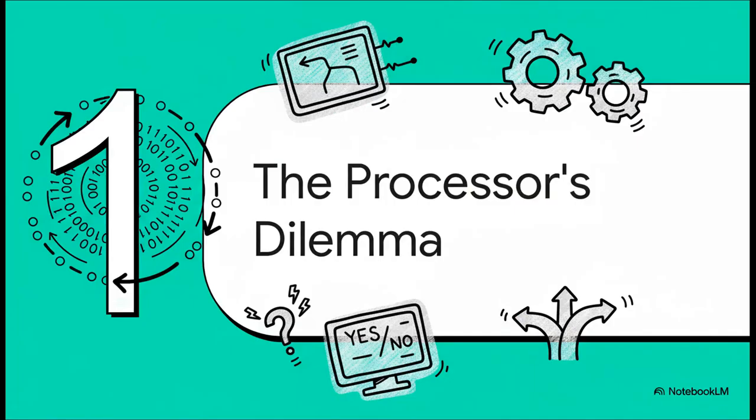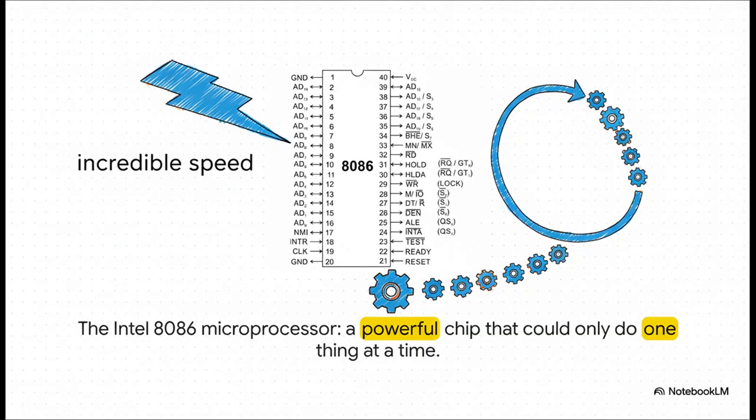To really get how we got here, we have to go back to the beginning. Back to a time when computers faced a very simple but really profound dilemma. Okay, so meet our main character for this story, the Intel 8086. This was a groundbreaking chip from the late 70s, and it's basically the granddaddy of the processor that's probably in your computer right now. For its time, it was a beast, an absolute powerhouse.